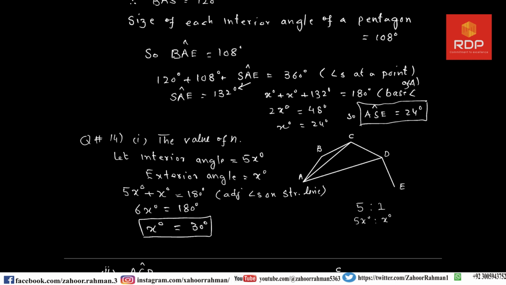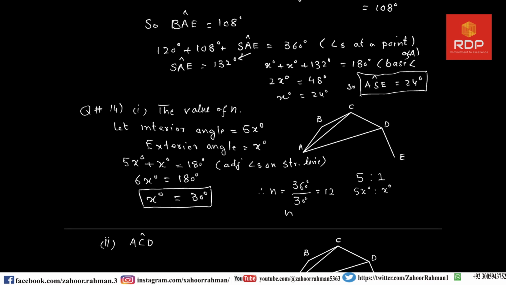So we can find the number n is equal to 360 divided by 30 degree. So we will find the number of sides in that unknown polygon, and that will be 12. So n is equal to 12. N represents always, I told you, the number of sides.